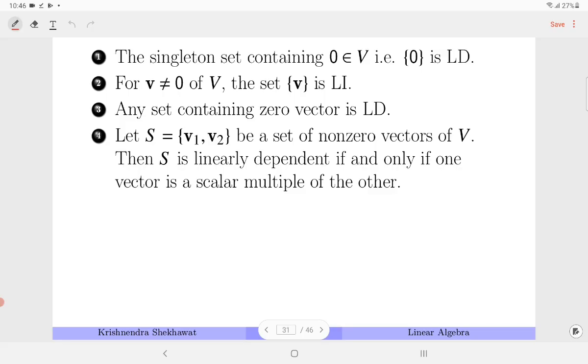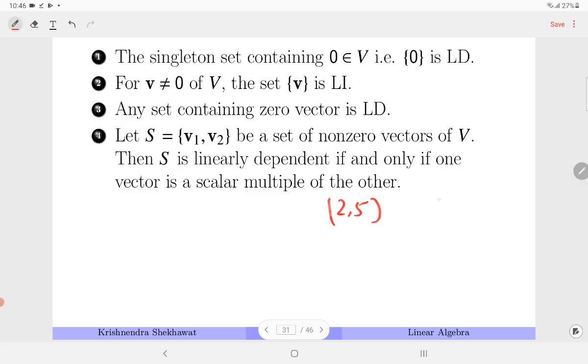This one is very interesting, and this is where the definition comes from. Let us consider a set {v1, v2} of only two non-zero vectors. If S is LD, it means one vector can be expressed as a scalar multiple of the other. Yes, we have seen the example.